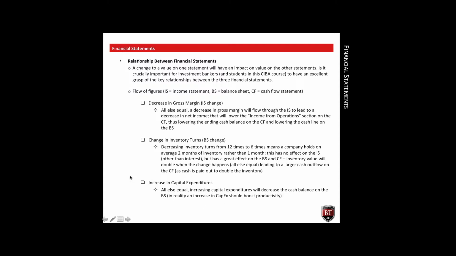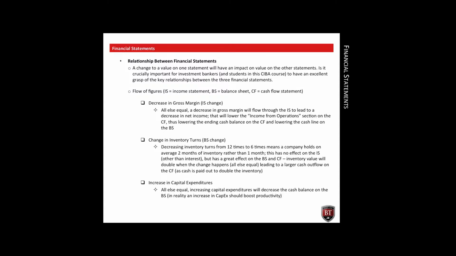That larger cash outflow on the cash flow statement will show up as cash paid out to double the inventory. Finally, a last example is an increase in capital expenditures, which is a cash flow statement change. All else equal, increasing capital expenditures will decrease the cash balance on the balance sheet because a company is laying out more money in the current period to purchase or invest in assets. In reality, you can make the argument that an increase in capital expenditures, also known as CapEx, should boost productivity, but it's unlikely that would be seen in the very, very near term.